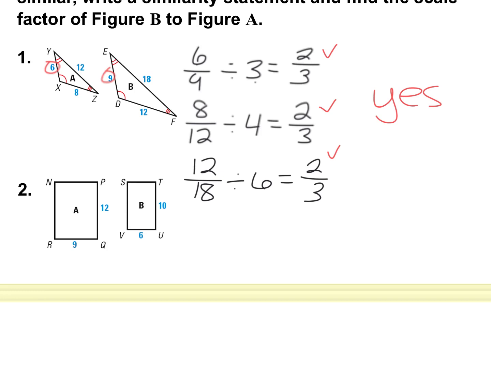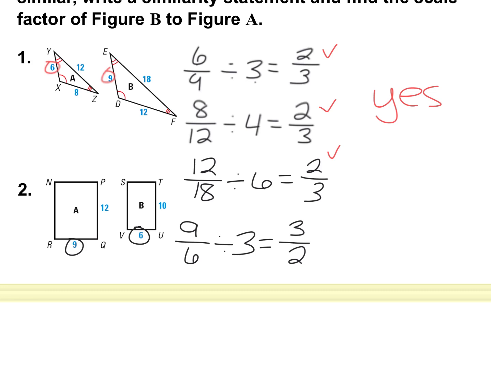So what's one ratio I can make? 9 over 6. Yep. 9 and 6 go together. Divide that by 3. That's 3 over 2. Good. Doesn't matter that the bigger number's on the top. No, does not matter.